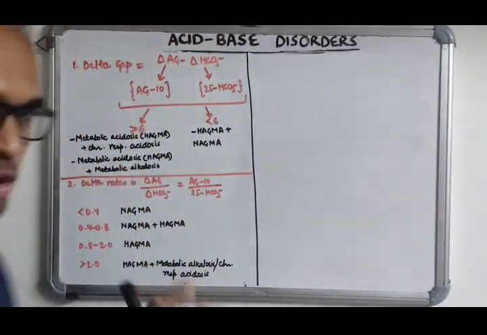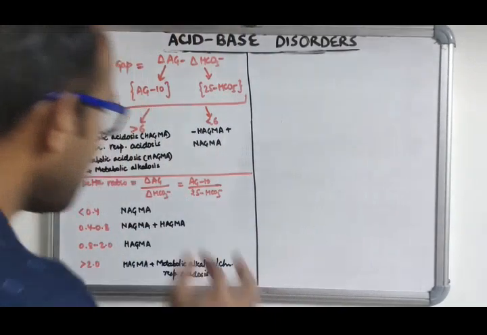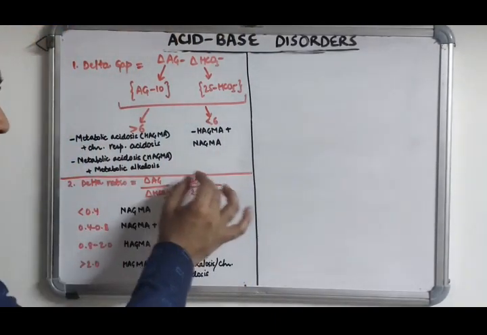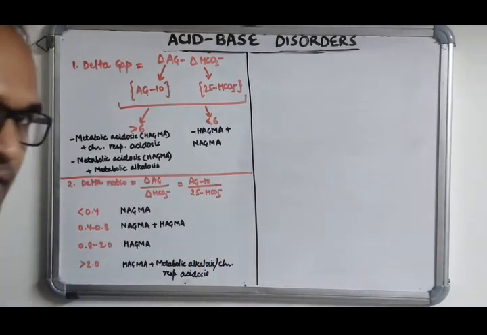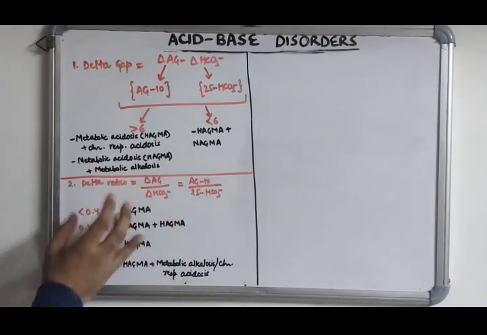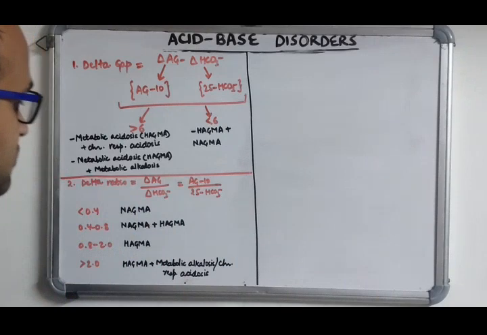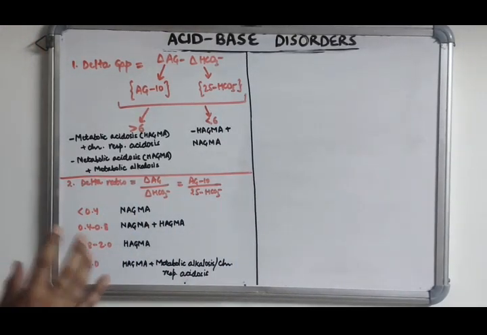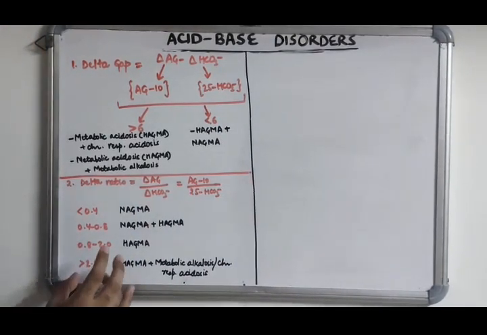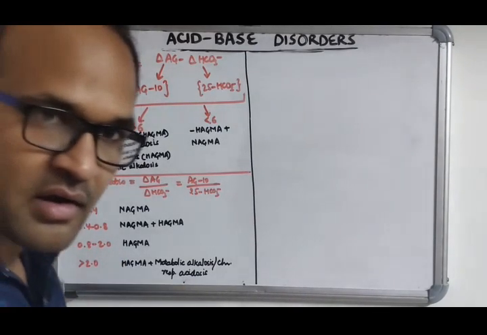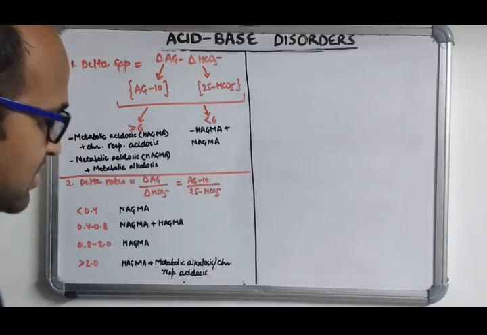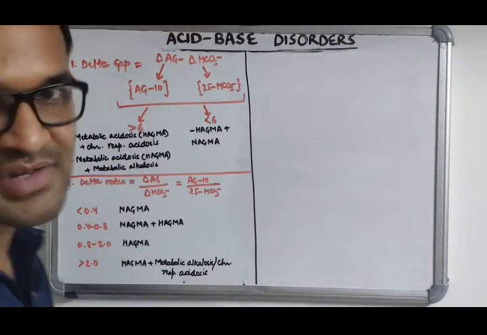Okay, now I have told you that the range is 8 to 12. So say if it is 12, then also 12 minus 10, 2. So numerator will be too small in comparison to denominator. So again the ratio will be less than 0.4. Okay, now this is another important thing. If this ratio is more than 2, that means your patient is having high anion gap metabolic acidosis plus either metabolic alkalosis or chronic respiratory acidosis.